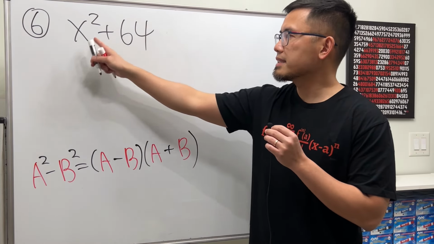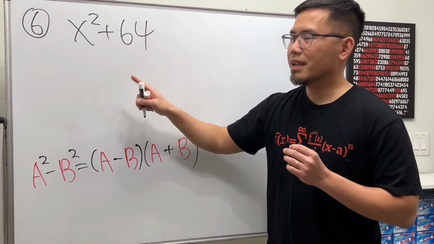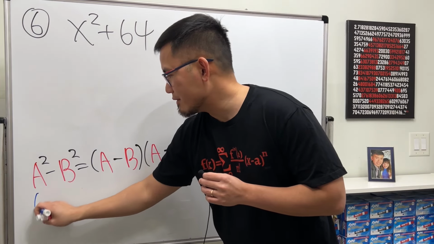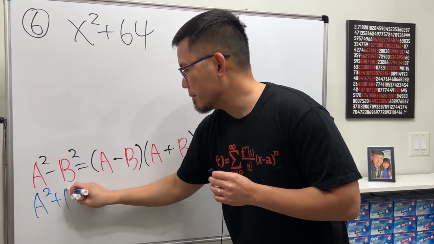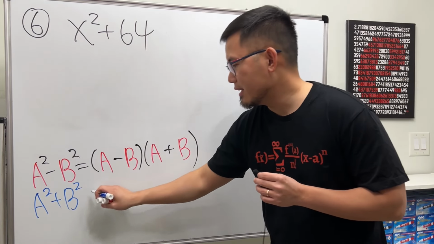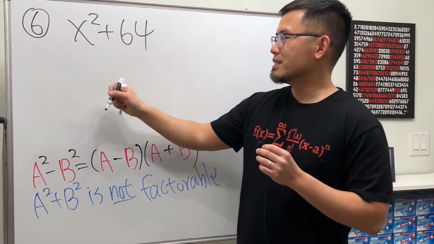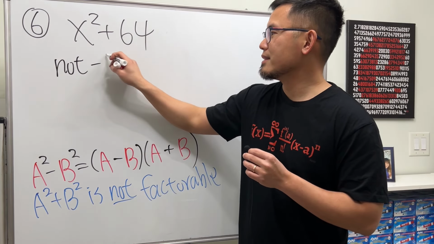Number 6, x squared plus 64. This is the sum of two squares. In fact, whenever we have a squared plus b squared, this right here is not factorable. So the answer for this is just not factorable.